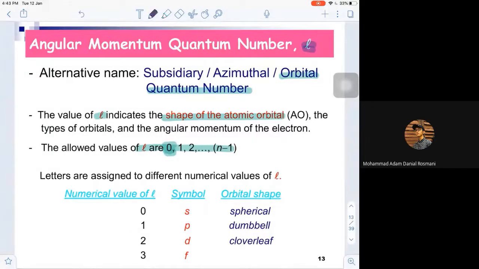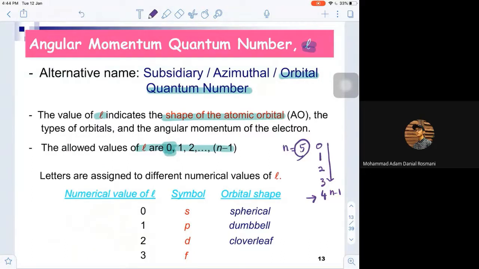So let's say n is 5, the L values will be 0, 1, 2, 3, 4. Why does it stop at 4? Because L is equal to 0 until n minus 1, in which n is 5.